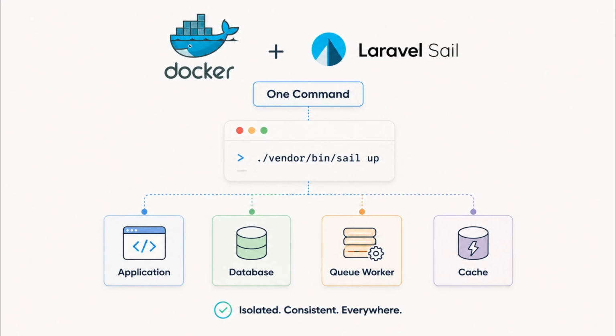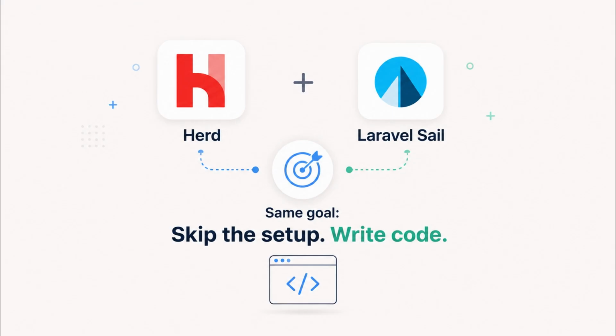If you'd rather work inside Docker, Laravel Sail does the same job through containers. One command spins up your app, your database, your queue worker, all isolated and consistent across every machine on your team. Either way, the goal is the same. Skip the environment setup headache and get straight to writing code.